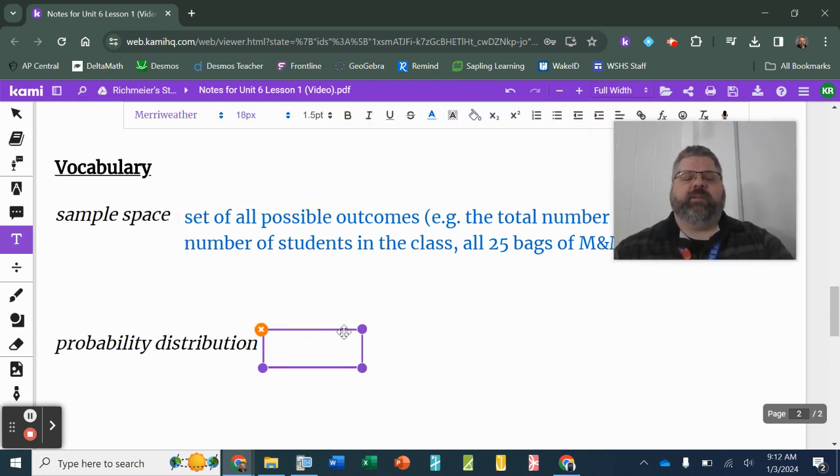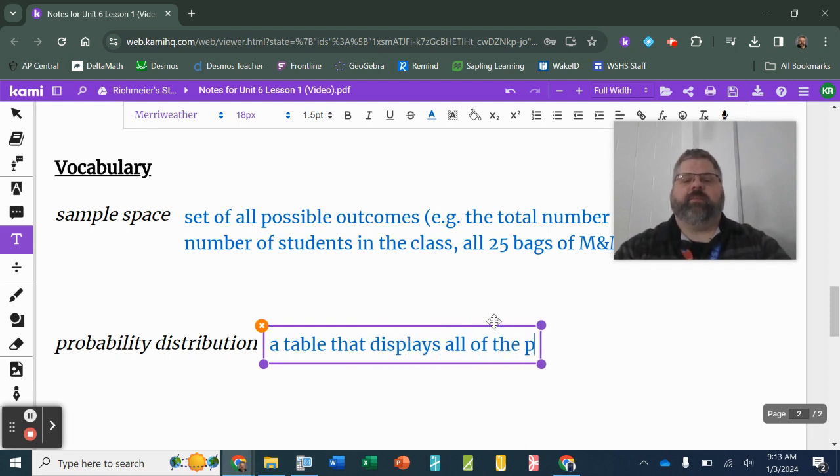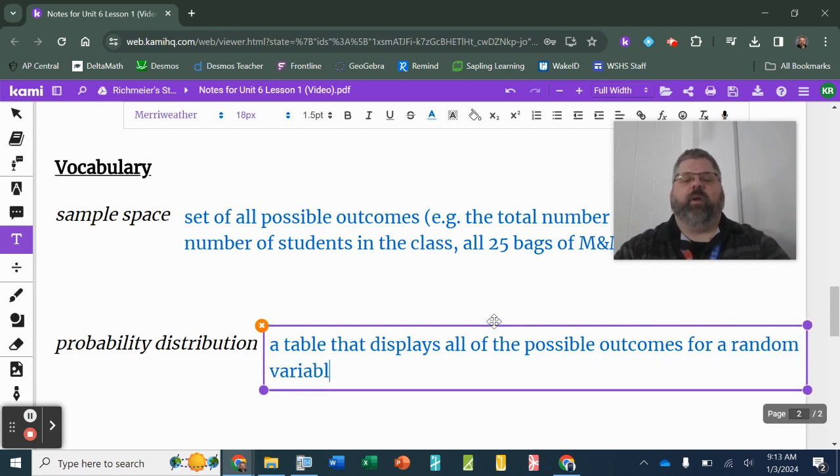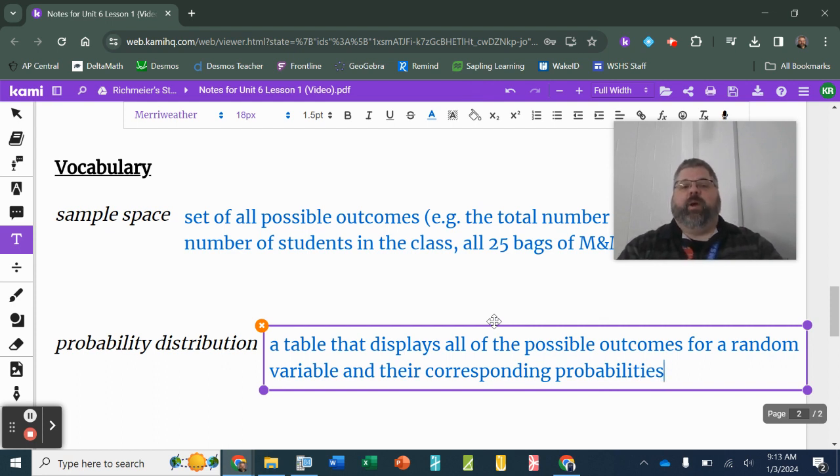A probability distribution then is simply a table that displays all of the possible outcomes for a random variable. Remember, a random variable is any variable that could have a series of different outcomes and their corresponding probabilities. So the table would basically have two rows or two columns.